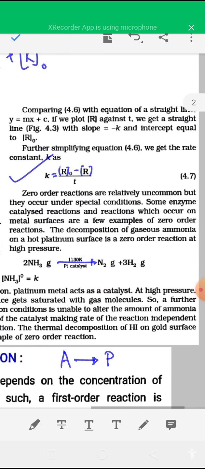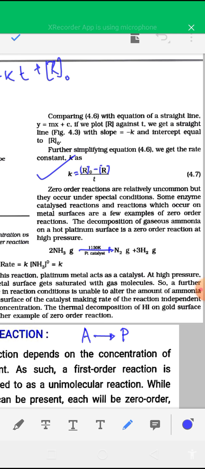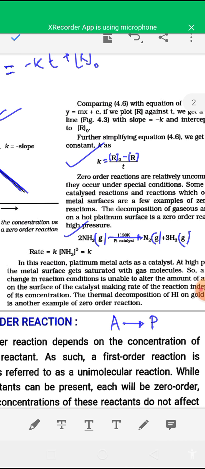One example of a zero order reaction is the decomposition of ammonia to nitrogen and hydrogen gas in the presence of a platinum catalyst. When ammonia gas is heated above 130 Kelvin temperature in the presence of a platinum catalyst, ammonia gas will decompose to give hydrogen gas and nitrogen gas. This reaction is a zero order reaction.